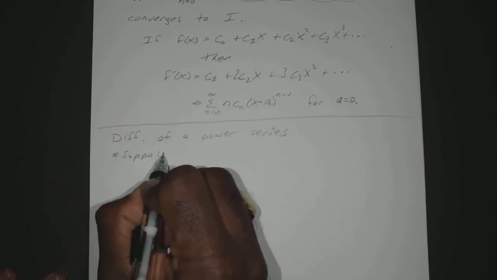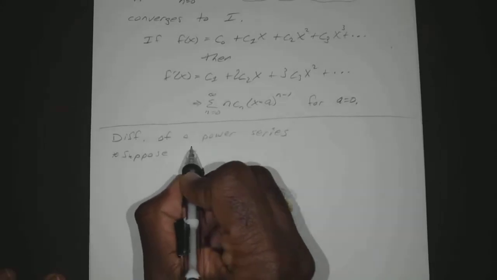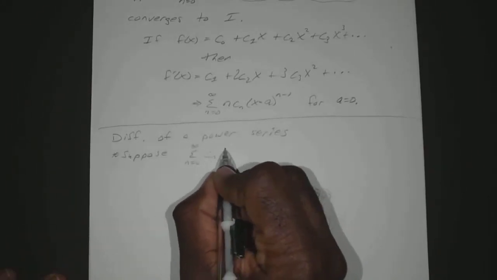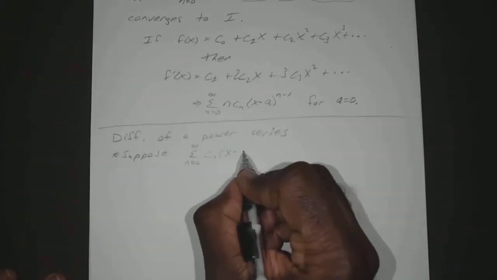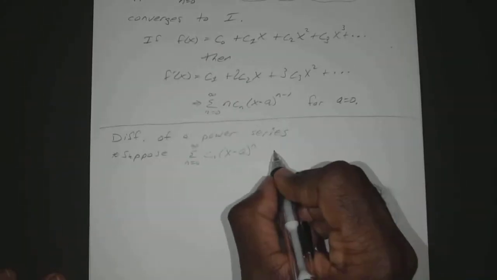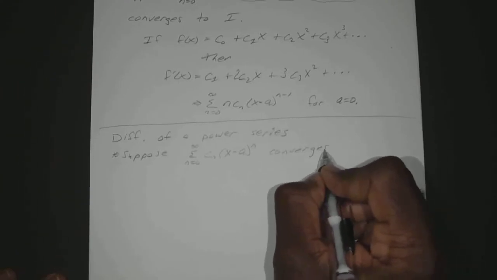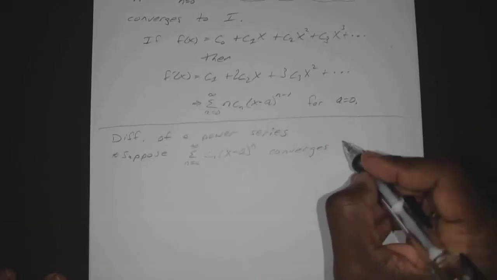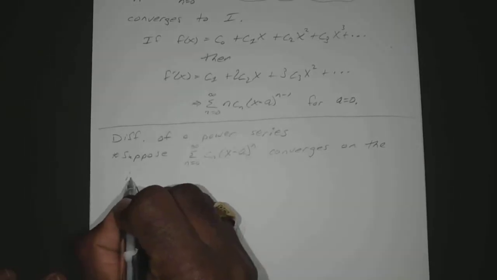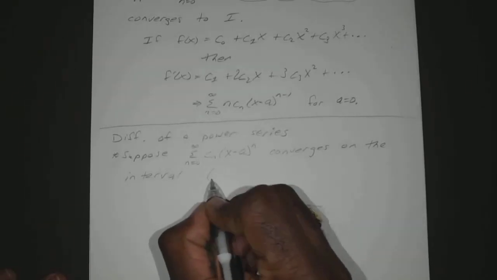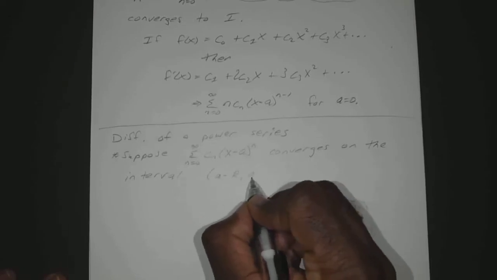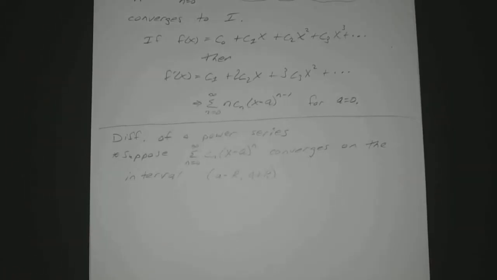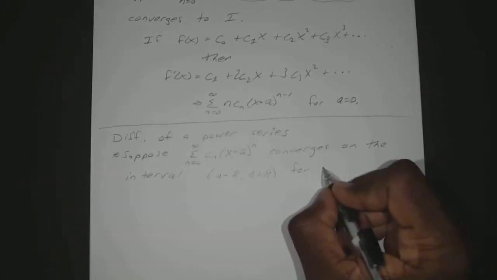Suppose that the sum from n equals 0 to infinity of c sub n, and instead of x to the n, we'll make it the more general x minus a to the power of n, converges on the interval a minus r to a plus r. Remember that r is your radius of convergence, for some r greater than 0.